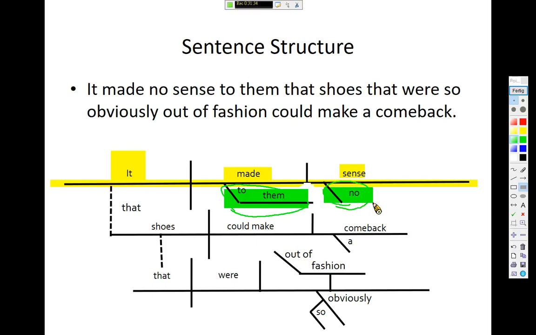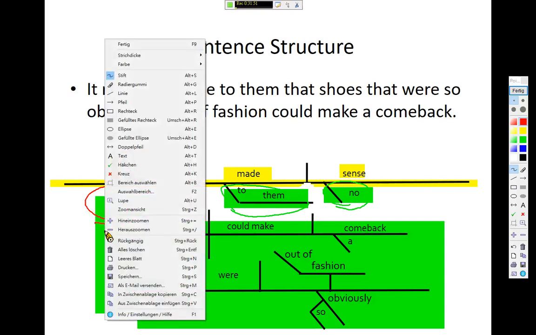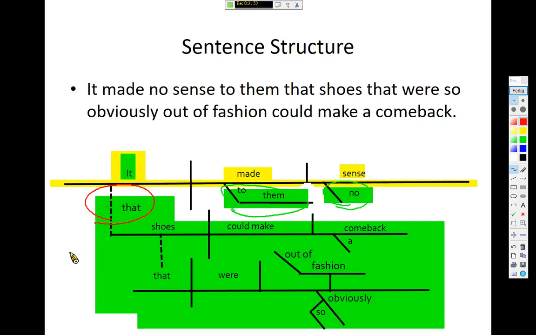Now, let's look at it. It is equal to the whole structure here. And did you see this one? This is that, right? With the dotted line, it refers to, it says, it is equal to the segment here, because this is connected by that. Okay, so that, what is the non-clause here?